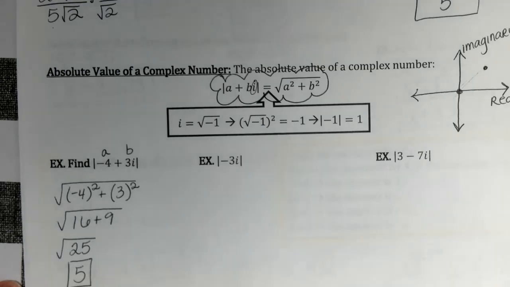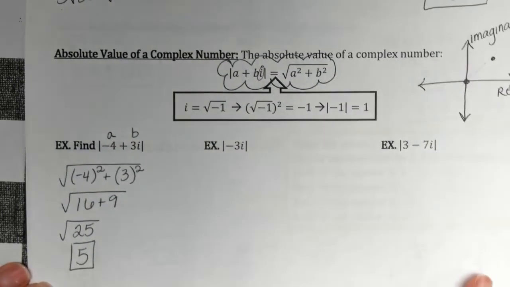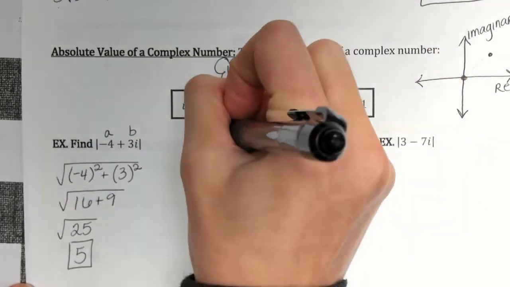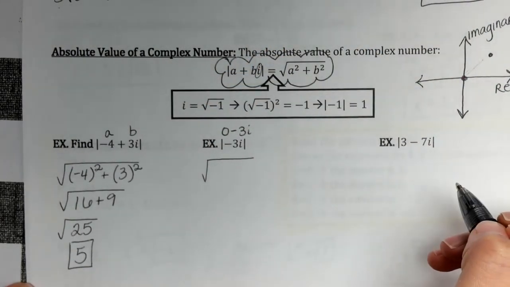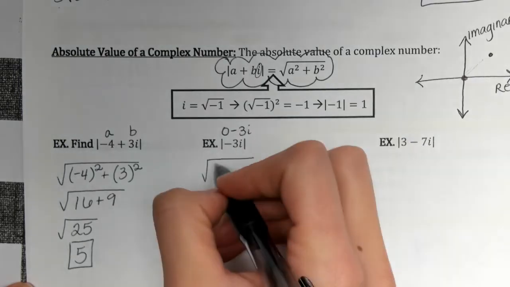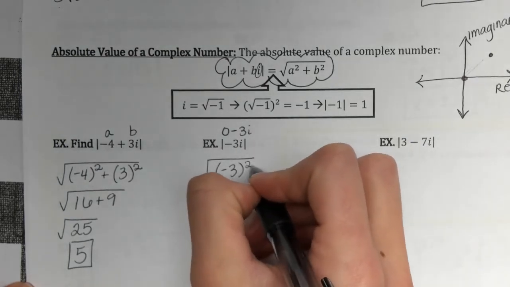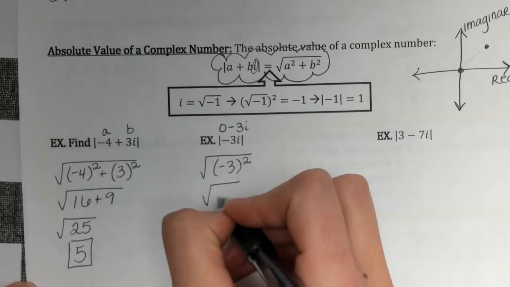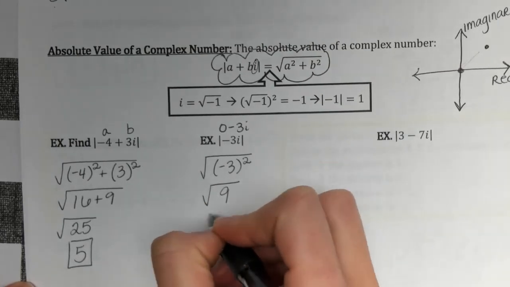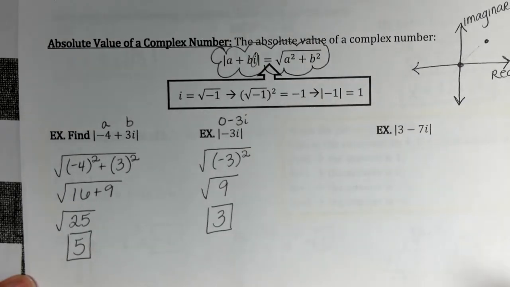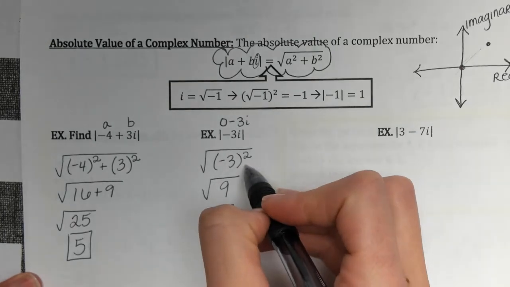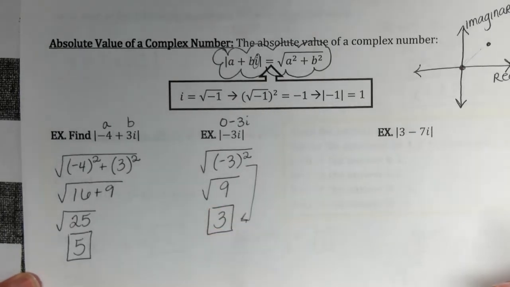Alright? Now what about the absolute value of negative 3i? What happened to my a? It's 0. This is really 0 minus 3i. So when I do the absolute value, do I need to do the 0 squared? No. I'm just taking negative 3 and squaring it. So it's the square root of 9, which is 3. I do not want you jumping from this first part to the end. Okay? Show me enough to where I find your process in your brain.